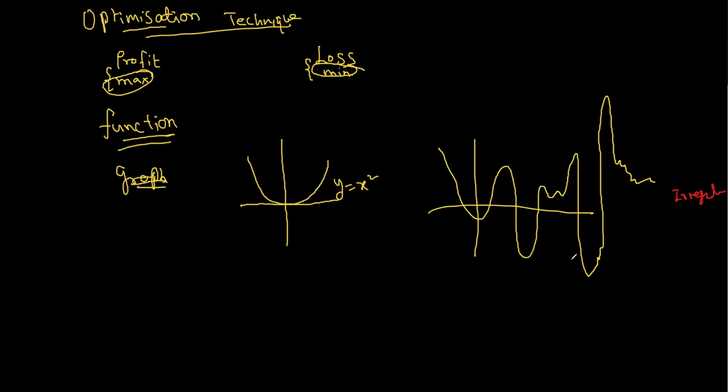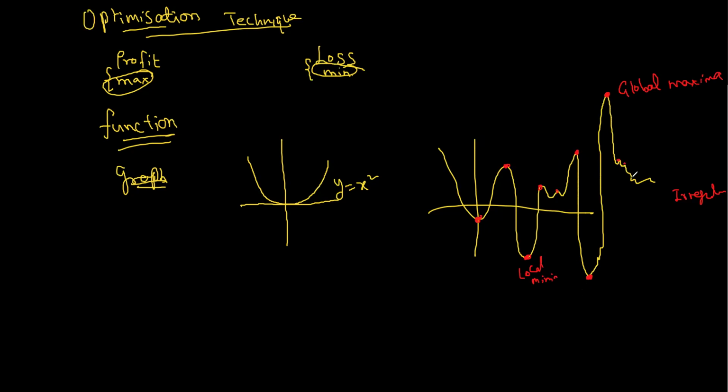Now see, the most bottom point is this, right? And the most up point is this. Absolute maxima. This is called global maxima. Global means this is the maximum value and this is the minimum value. And this is local minima. This is also local minima. This is local maxima, right?